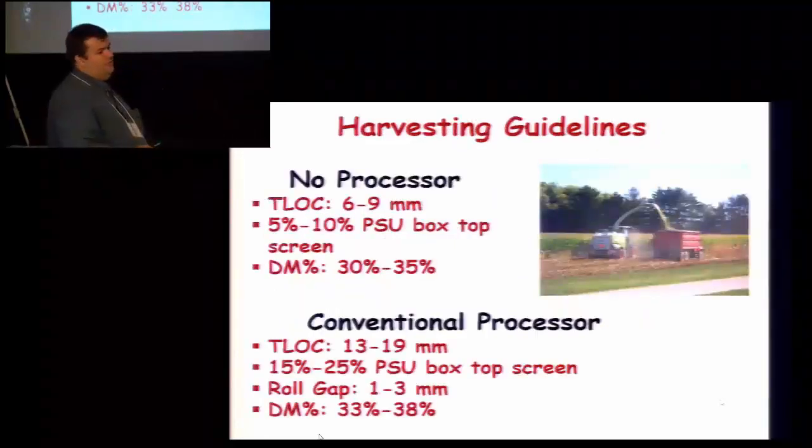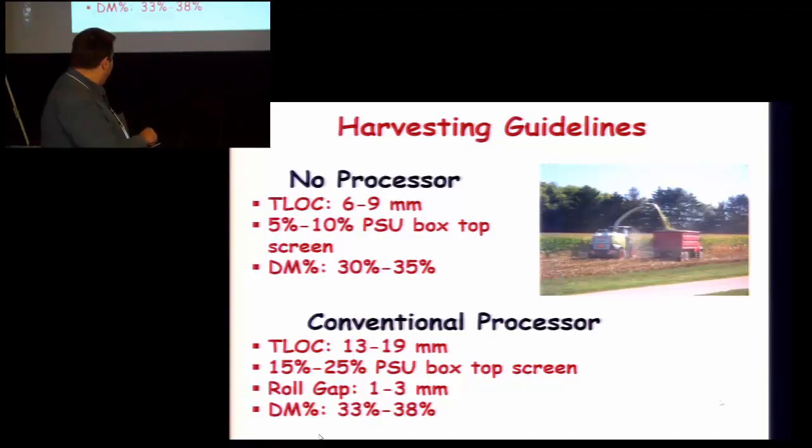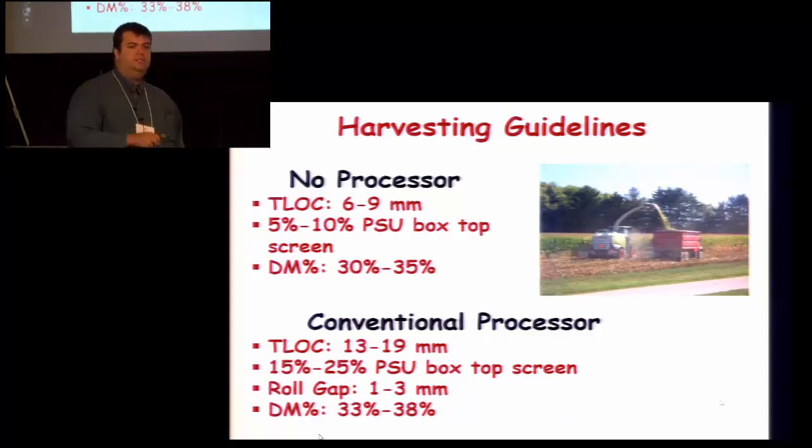Before we go to the final topic, I would like to give you some harvesting guidelines I normally use. You can see that there is a difference in dry matter if you use or do not use a processor in your harvester. If you use a processor, I normally suggest 33 to 38% dry matter, which gives us our average of 35. But if you don't use a processor, you need to go a little bit lower. You also need to be more aggressive with theoretical length of cut if you don't use a processor. This is just some guidelines I use. You need to adjust for your own farm.